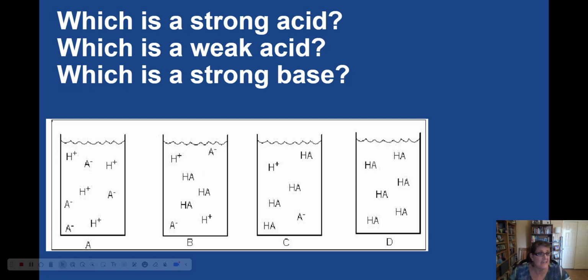I hope you said C. C is the best example of a weak acid because we have mostly H and A still bonded together, HA, HA, HA, HA, and we only have one separated into H plus and A minus. So that's the best example of a weak acid. I suppose B would be a weak acid as well because it has a couple ionized and most of it is together, but C is really the best one. Okay, which, if any, is a strong base?